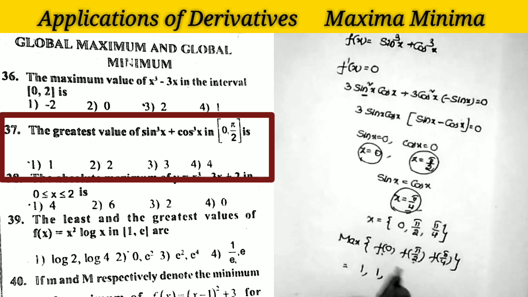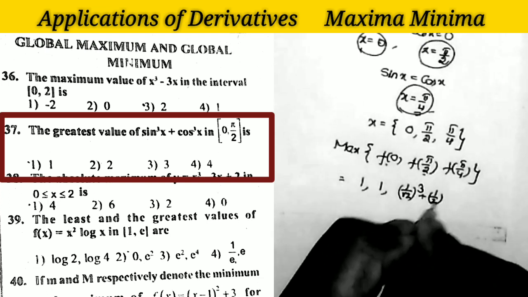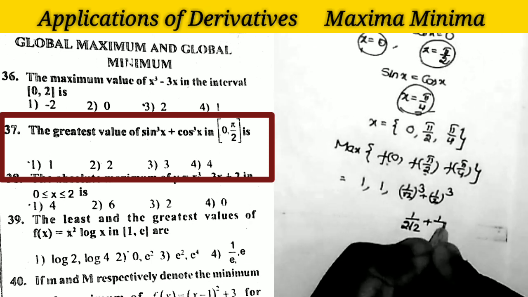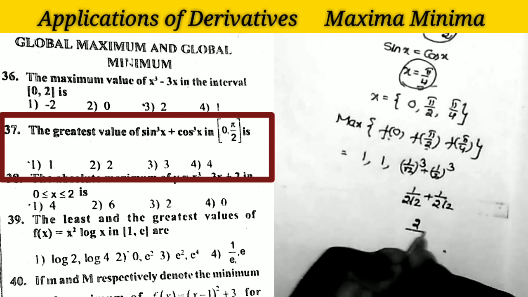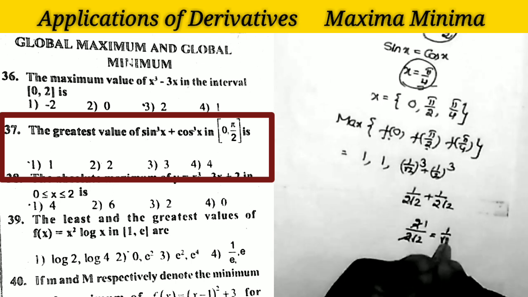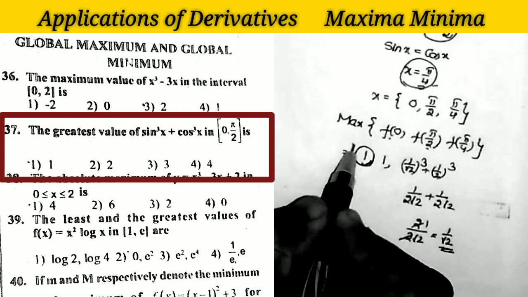And what is pi by 4 value? 1 by root 2 whole cube plus 1 by root 2 whole cube. 1 by root 2 whole cube is equal to 1 by 2 root 2, and this is also 1 by 2 root 2. 1 by 2 root 2 plus 1 by 2 root 2 is equal to 2 by 2 root 2, and 2 by 2 root 2 is equal to 1 by root 2. Therefore, the maximum value is equal to 1. That is the first option.